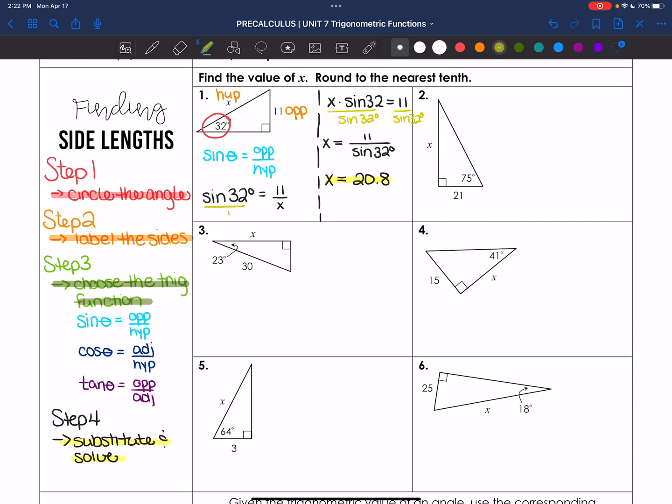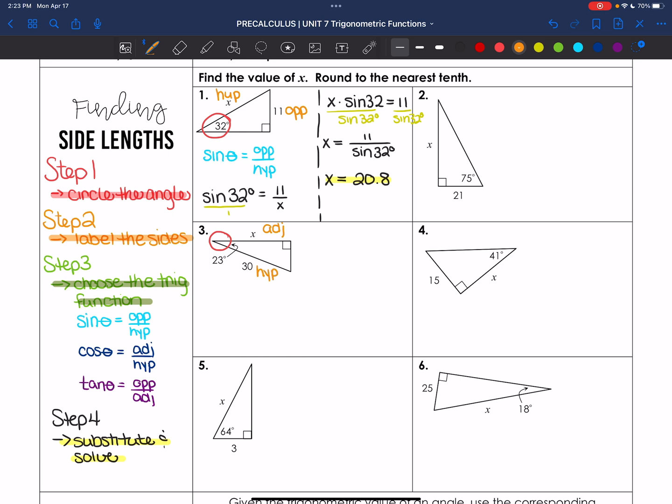Let's go ahead and do another one following these steps once again. Step number 1, circle the angle that we are referencing. We are working in this angle right here, which is 23 degrees. Then we want to label the sides. The side x is right next to that angle, so it would be called what? It is adjacent. And 30 is the hypotenuse.